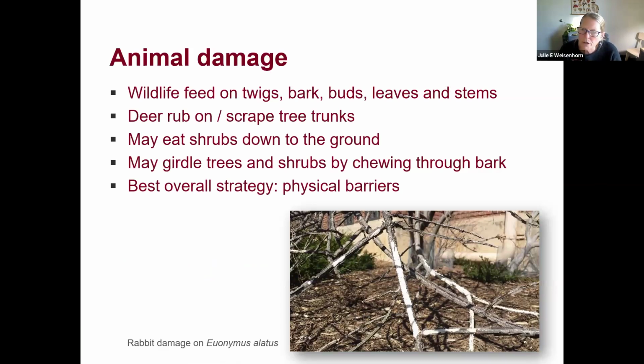That's an important part of the tree because that's where all of the, I'll call them the vascular system or the vessels of the tree exist that help to transfer nutrients from roots up to leaves and from the leaves down to the roots. Wildlife may also eat shrubs completely to the ground. They might girdle trees and shrubs, chewing through that bark that breaks through that vascular system, and it interrupts those kind of the pipes of the plant from getting those nutrients and water back and forth. So your best overall strategy is going to be physical barriers.